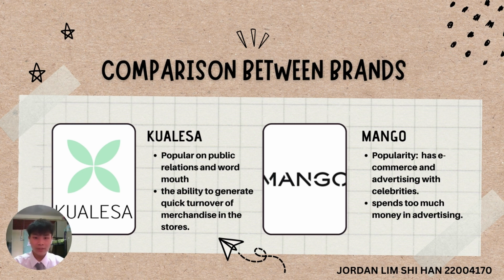Qualesa's main goal is to create stylish, sustainable, and comfortable bamboo clothing. It is popular on public relations and word of mouth, whereas Mango has e-commerce and advertising with celebrities as well. The difference between the two companies is that Mango spends too much money on advertising while Qualesa provides fast fashion retailing and the ability to generate quick turnover of merchandise in the stores.